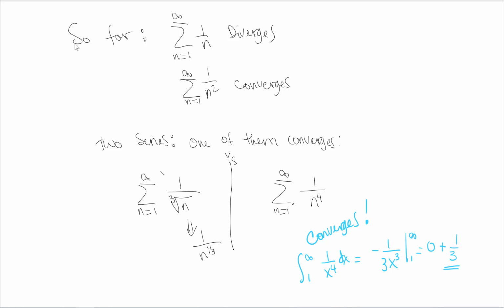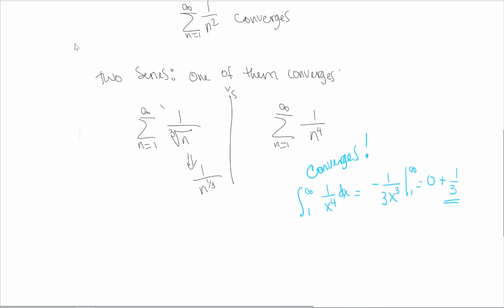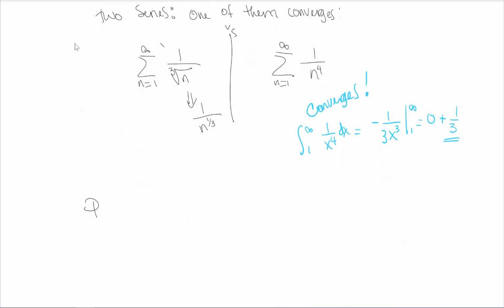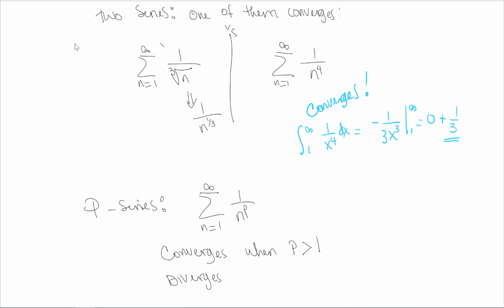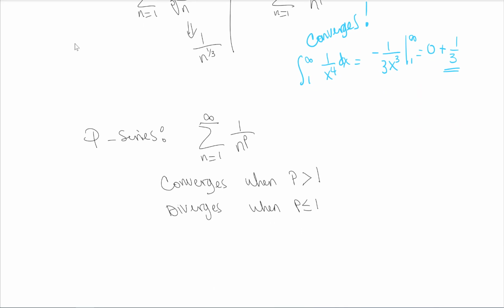And so this brings us to the p-series. So a p-series is a series of the form n equals 1 to infinity of 1 over n to the p. And this converges just as before with improper integrals. It converges when p is greater than 1, and it diverges when p is less than or equal to 1. So that's what a p-series is, which comes from the integral test.